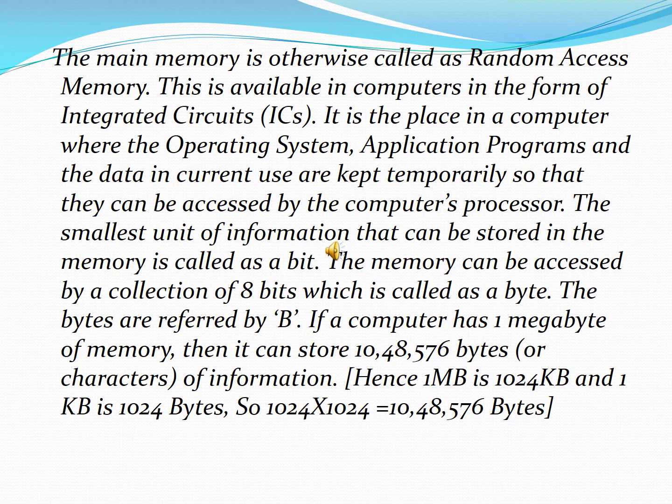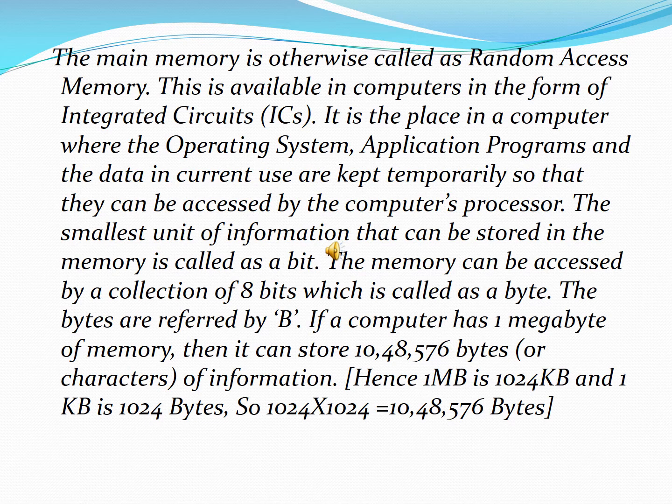RAM stores all the data and programs temporarily. Whatever data and programs are currently in the RAM, only those programs will be executed by the computer processor. So RAM is the primary memory.